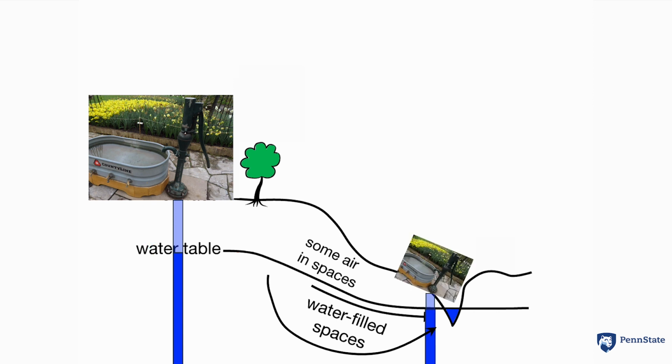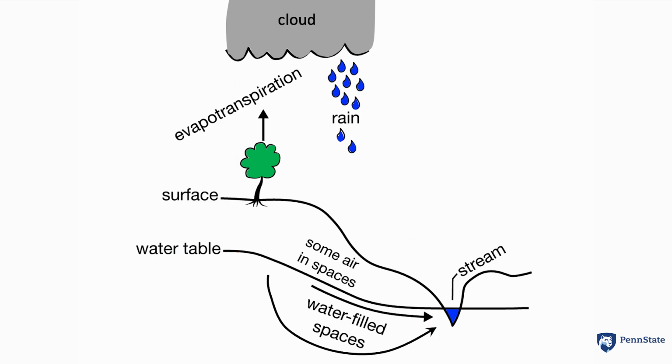If you were to drill your well closer to the stream, you don't have to drill as deep. The water table is sort of a smooth version of the upper surface, and the water table hits the surface at streams and lakes. Now we put the rain back in and ask what happens to it.